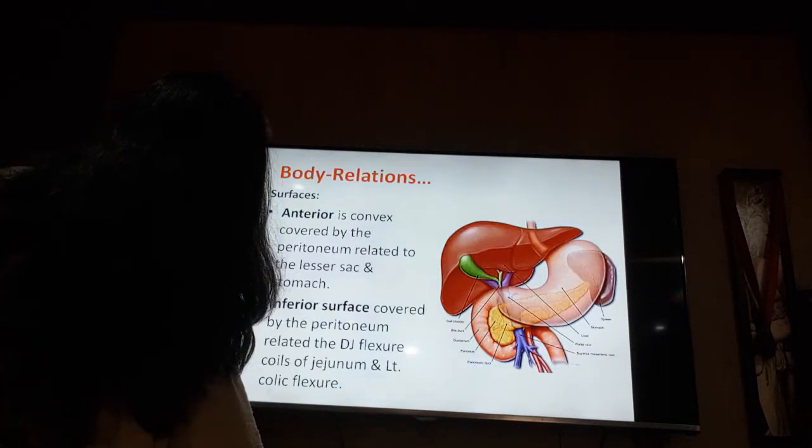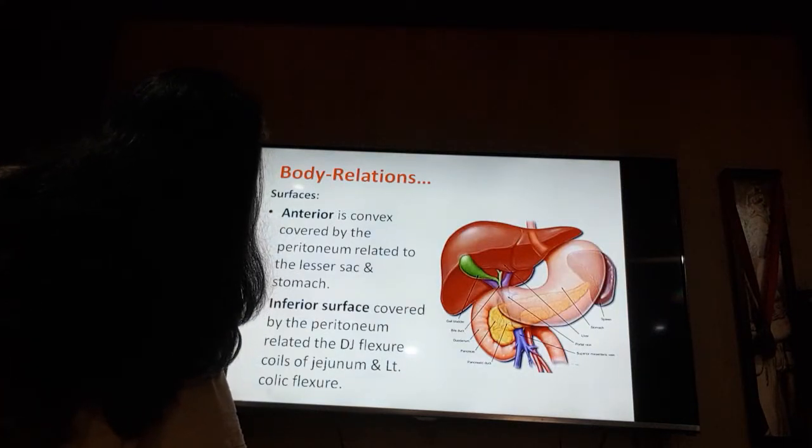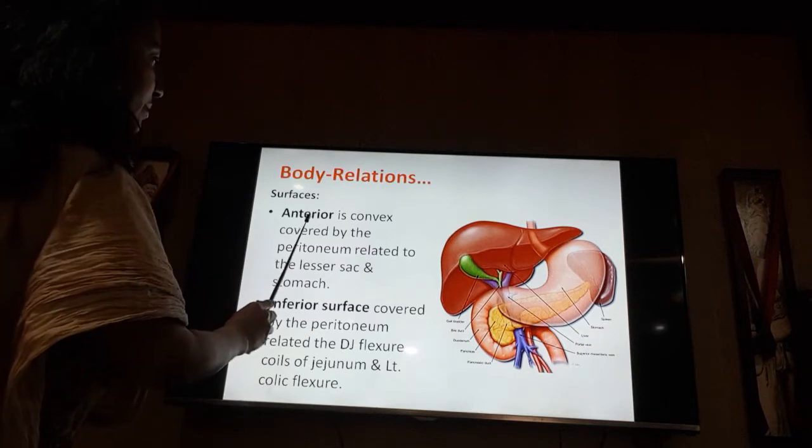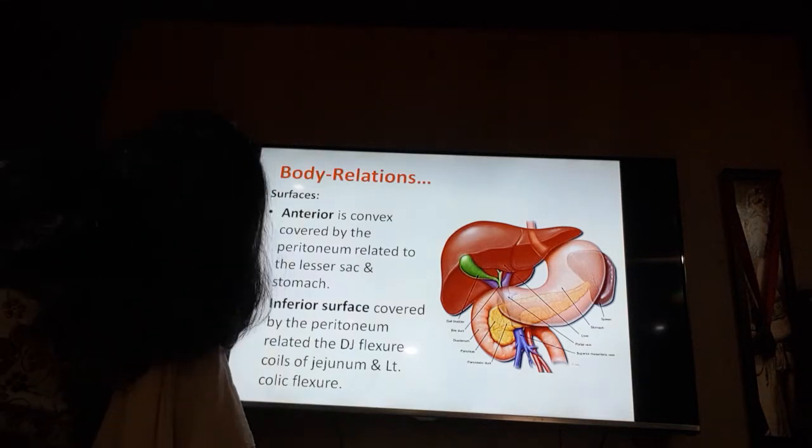We can leave this. Surfaces, anterior surface, it has got anterior surface, inferior surface.